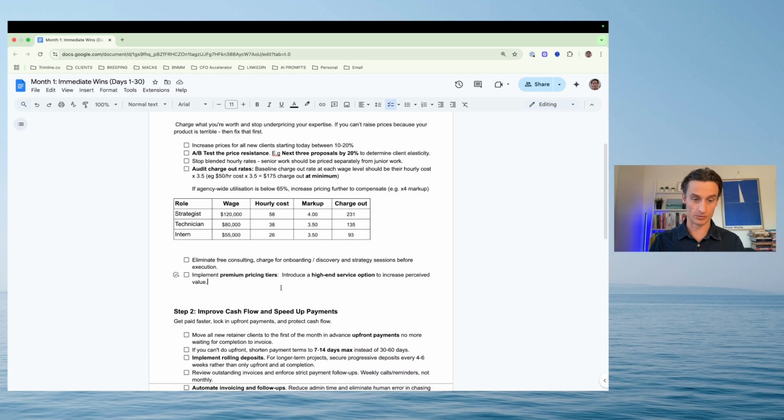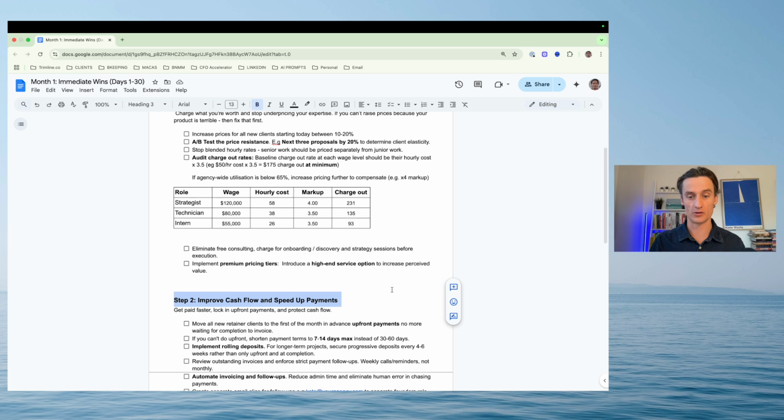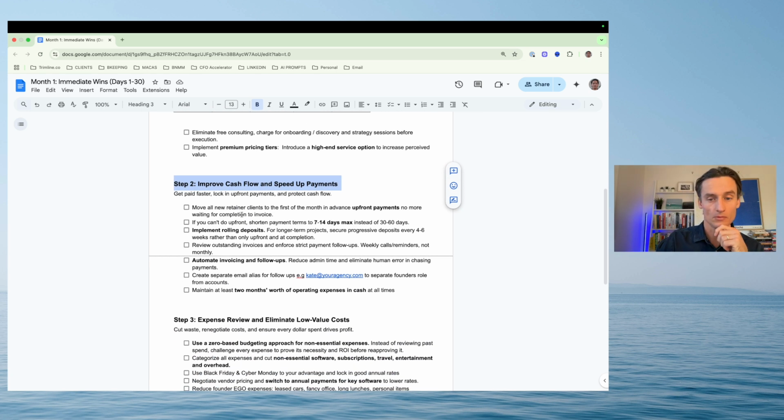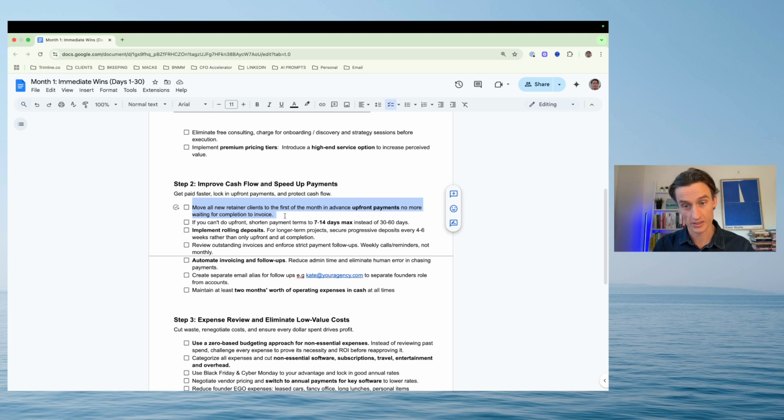And let's move on to the next one, step 2. So cash flow and speeding up payments. We do this at Trimline, and I will highly recommend it for all my clients, all new retainer clients, to the first of the month in advance.